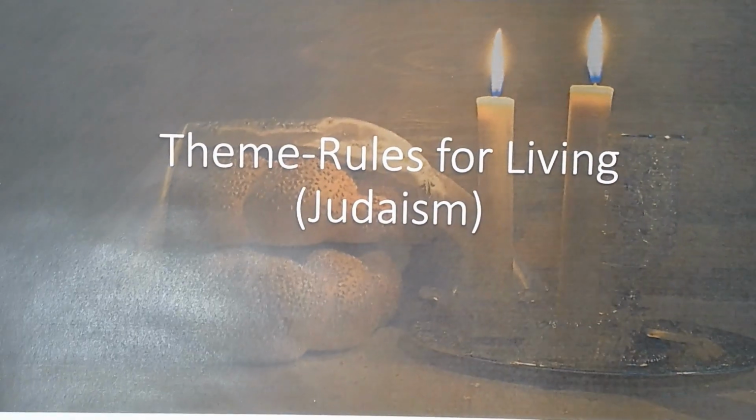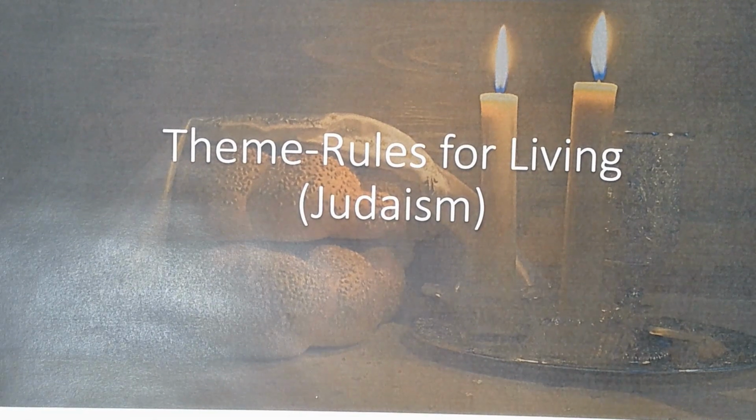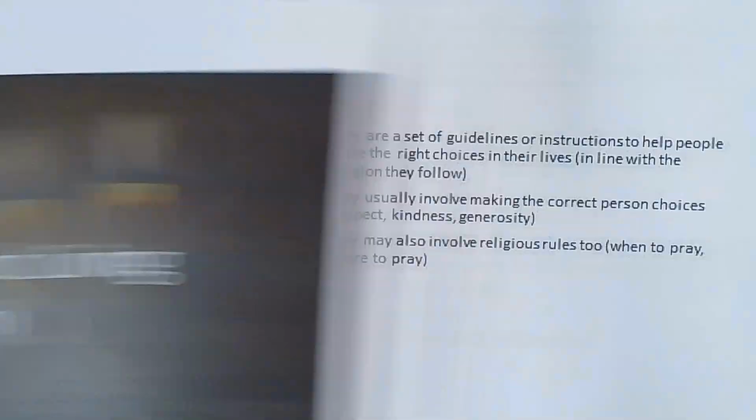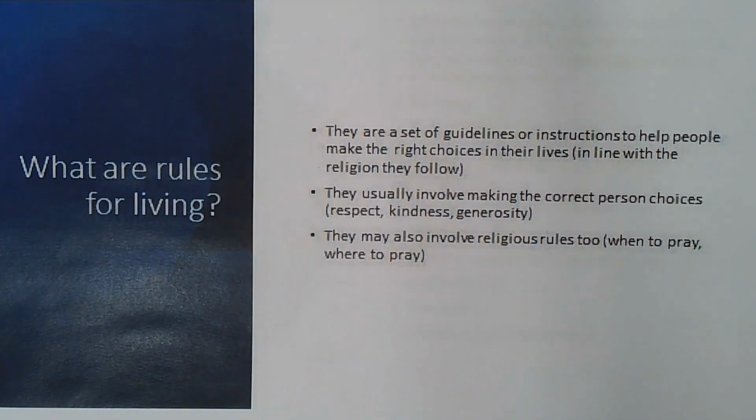So our theme is rules for living, and we're looking at rules for living in Judaism. Now we have to do a quick recap on what our theme actually means and what rules for living actually are across the different religions that we studied so far this year. So firstly, what are rules for living? Well, rules for living are a set of guidelines or instructions to help people make the right choices in their lives in line with the religion they follow.